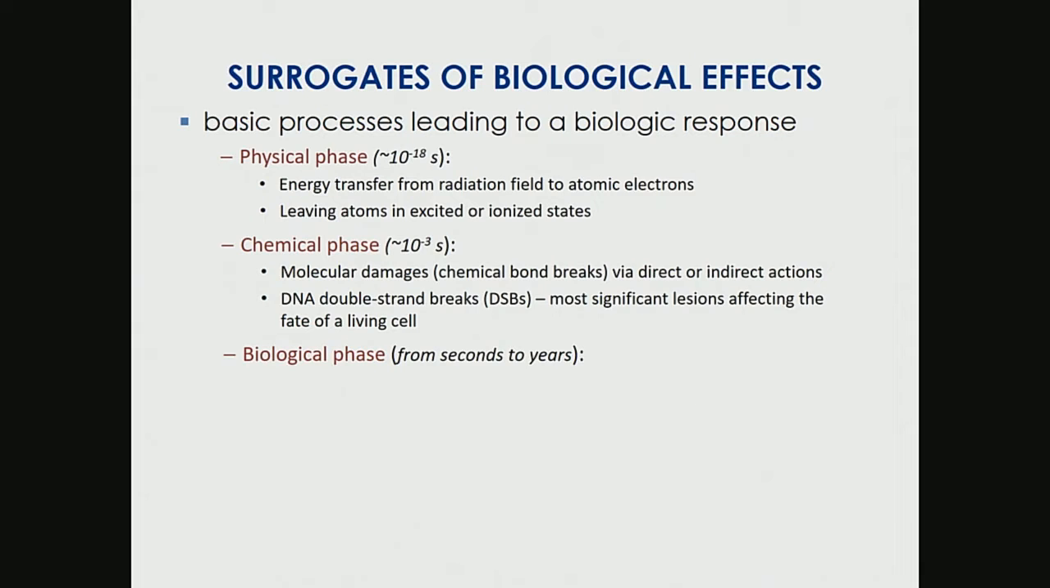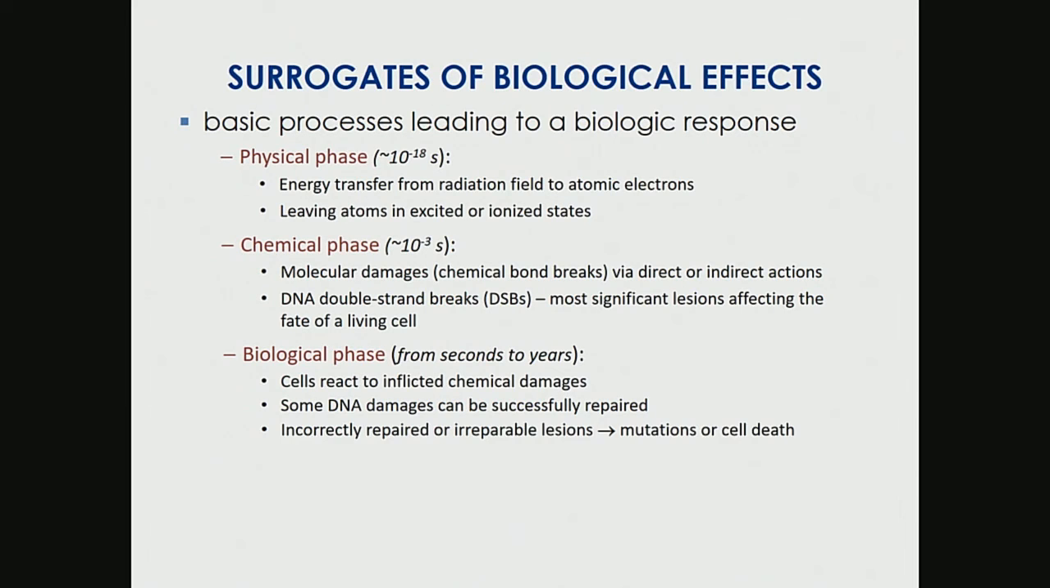Now, biological processes occur over a wide range of times, from seconds to years. As the cells react to the inflicted chemical damage, some of the DNA damage, in fact most of the simple DNA damage, can be successfully repaired. Incorrectly repaired or irreparable cells eventually go through genetic mutations and mitotic cell death.